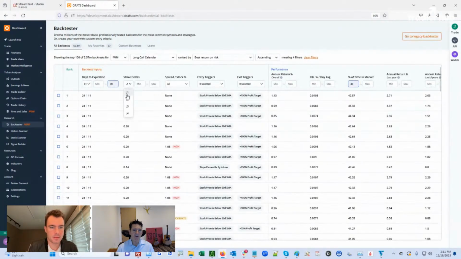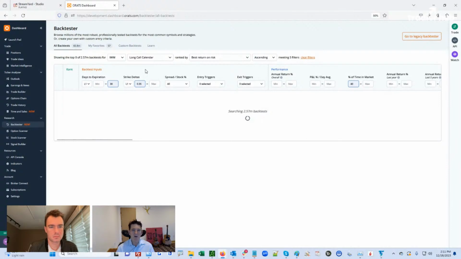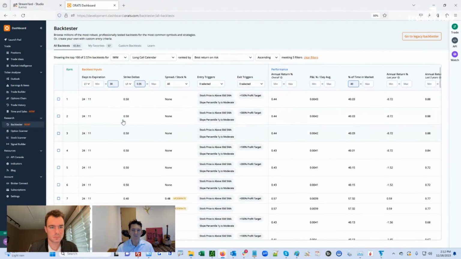So leg 1 is the long-term leg. So again, we'll just put a max of 30 there. Or I'm sorry, the deltas. I want a minimum delta because these are pretty far out of the money. Let's just do like a 35 delta minimum. And then, okay, so that should.